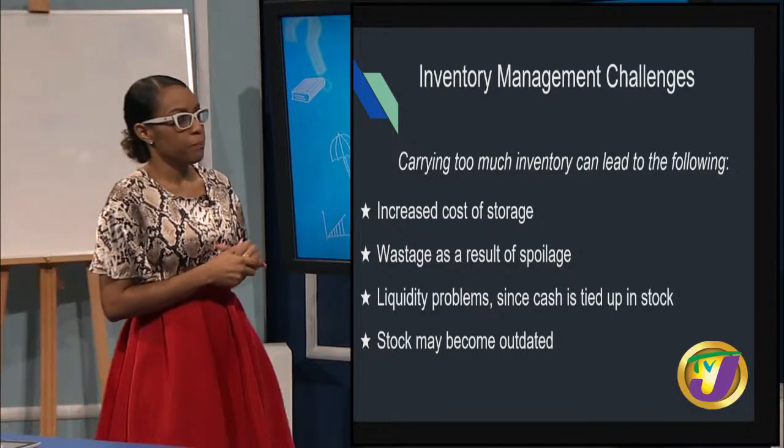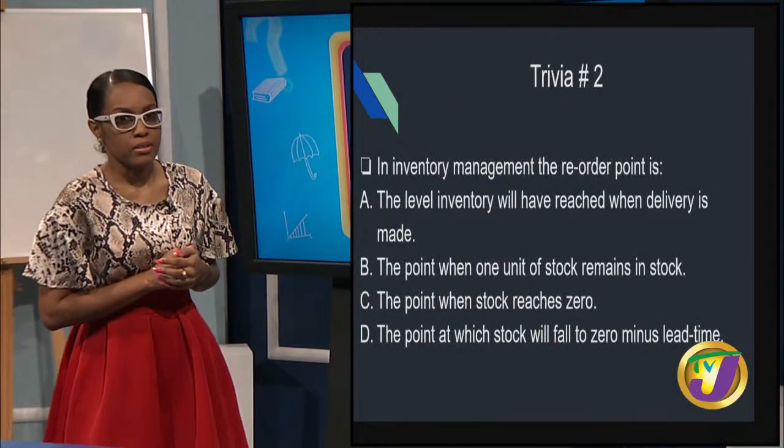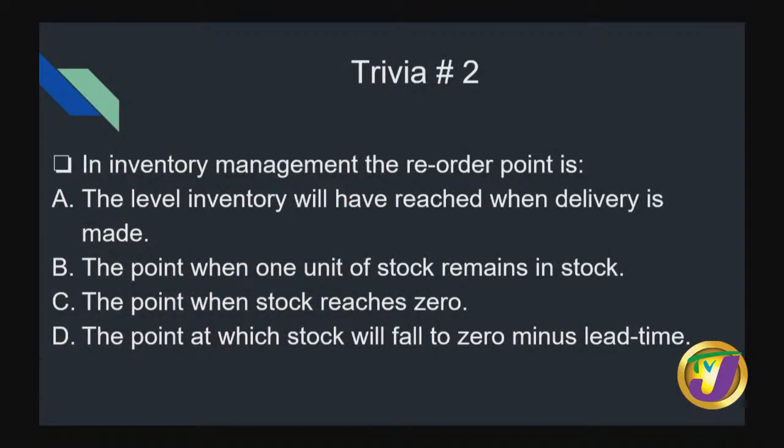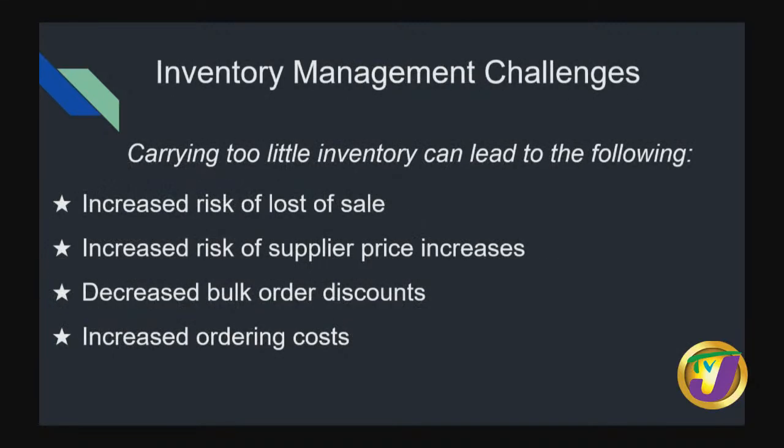We have a trivia. In inventory management, the reorder point is, which one of these answers do you think is the reorder? A, awesome. The level inventory will have reached when delivery is made. And somebody said, Miss, you just mentioned that. At least you were listening. Very good. So we look at having too much inventory.